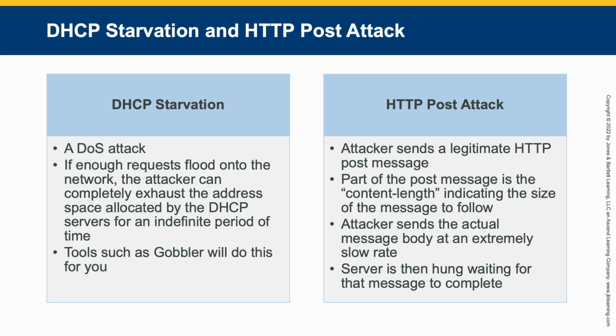DHCP starvation and HTTP post attack. DHCP starvation is a cyber attack that floods a Dynamic Host Configuration Protocol server with fraudulent requests, exhausting its pool of available IP addresses and preventing legitimate devices from connecting to the network. In a university setting where thousands of students, faculty, and IoT devices rely on DHCP for automatic IP assignment, such an attack can disrupt critical operations from online lectures to research collaborations.